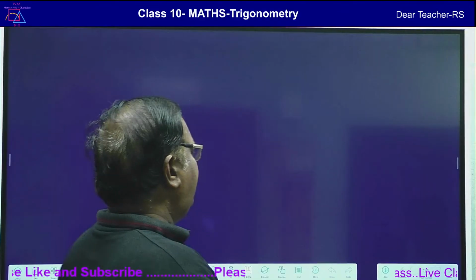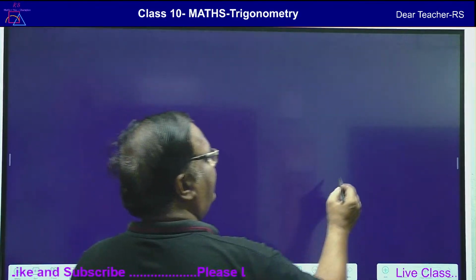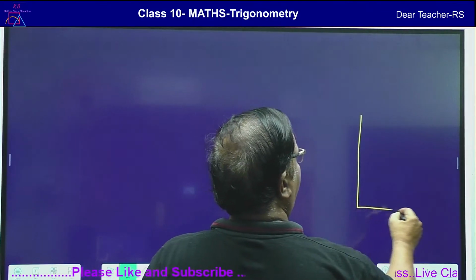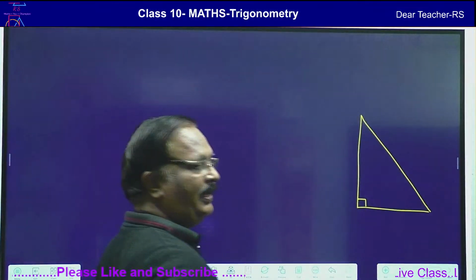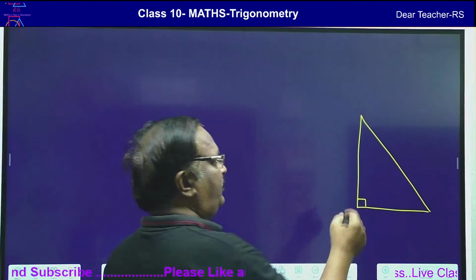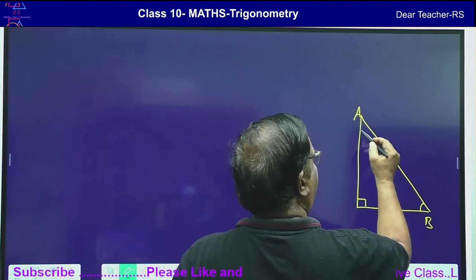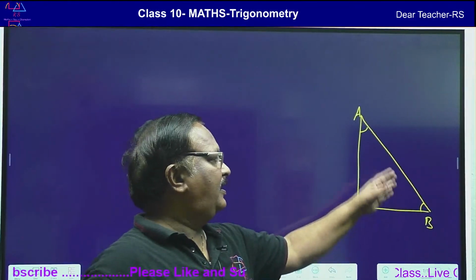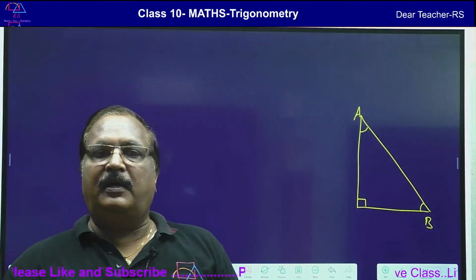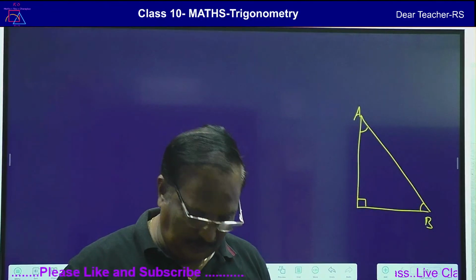Trigonometry is completely based on the right angle triangle, where we know one angle is 90 degrees. We do not know the other two angles. The other two angles are complementary, because one angle is 90 degrees.